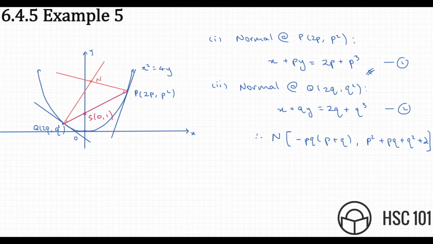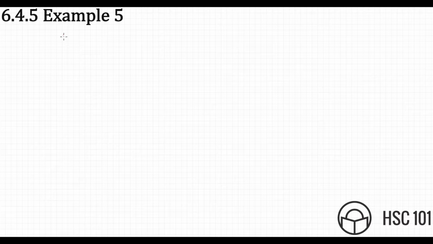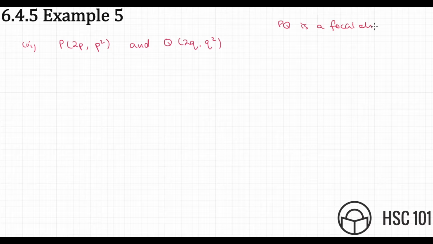Now, let's look at PQ as a chord. This is part 3. We know that P is given by (2p, p squared), and we know that Q is given by (2q, q squared). What I need is PQ to be a focal chord, and the gradient of PQ is going to be denoted by the letter m.